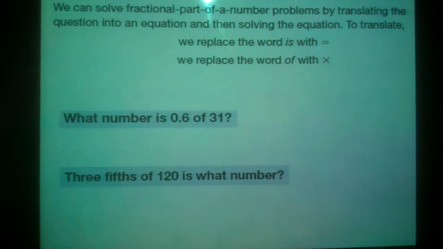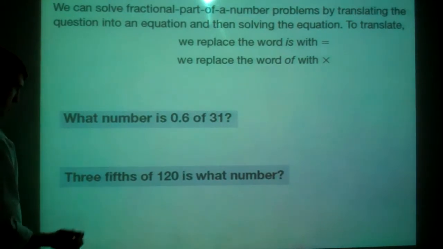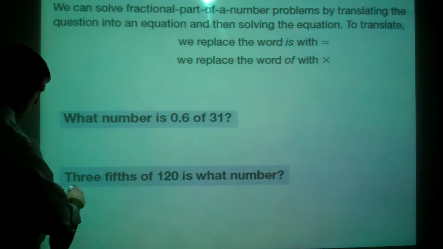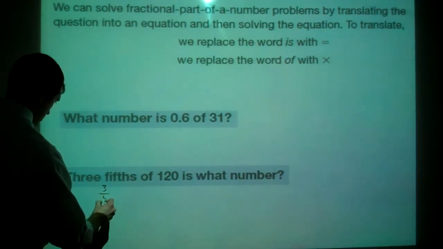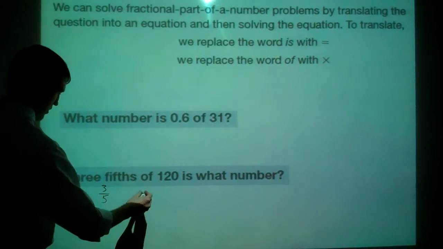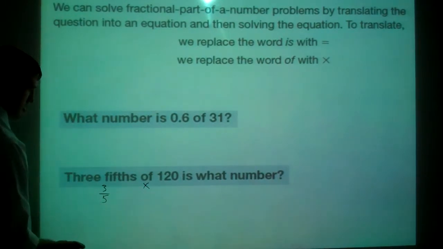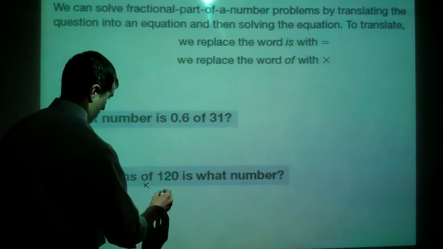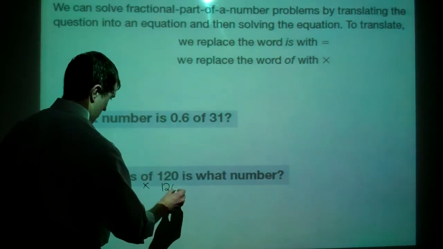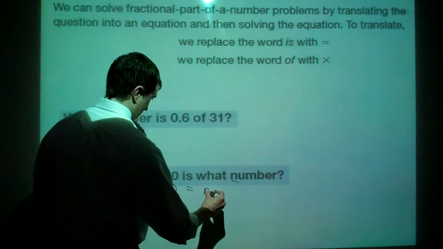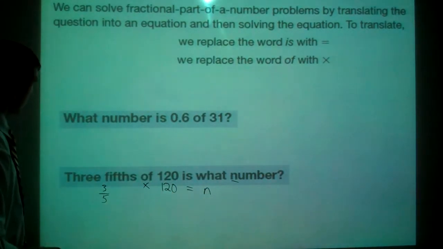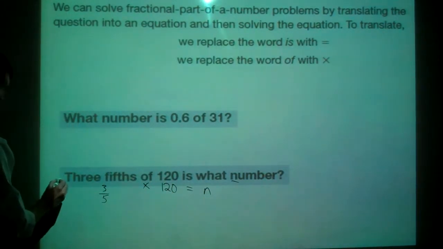Alright, we're on the same page here. Now we've got 3/5 of 120 is what number? Okay, so let's highlight some things here. 3/5 of, remember "of", we're going to put times in. 3/5 of 120 is equals what number? We're going to call that n again. So let's go up over here. We'll bring this one up here.